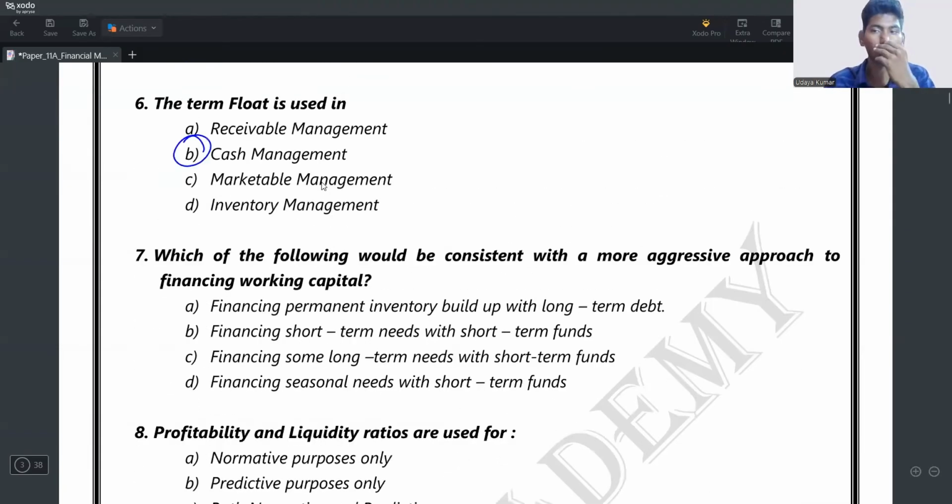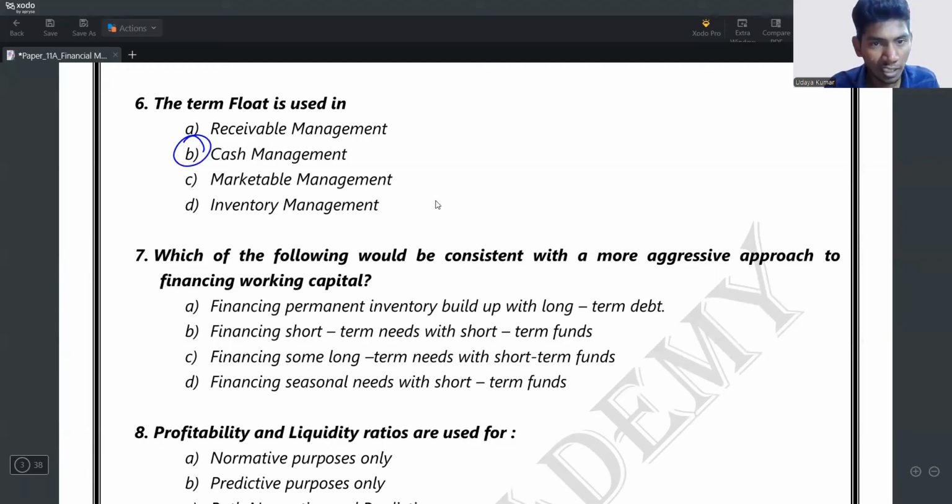Let's move to question number 7. Which of the following would be consistent with a more aggressive approach to financing working capital? Option A, financing permanent inventory build-up with long-term debt. Option B, financing short-term needs with short-term funds. Option C, financing some long-term needs with short-term funds. Option D, financing seasonal needs with short-term funds. What could be the right answer? I think you would have guessed the answer, right?